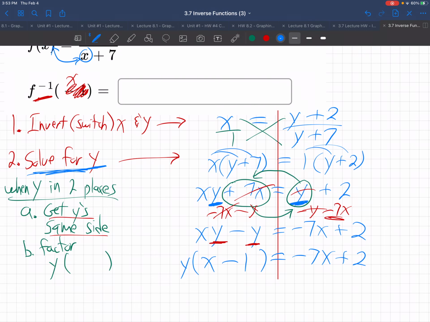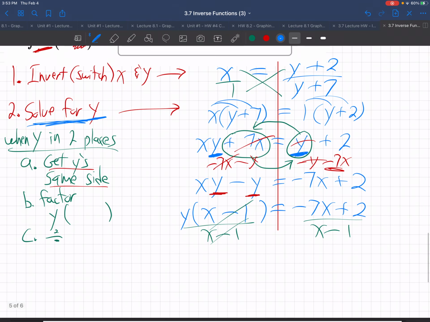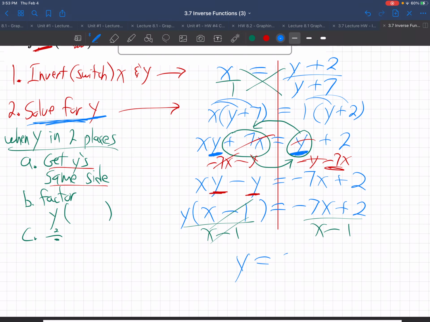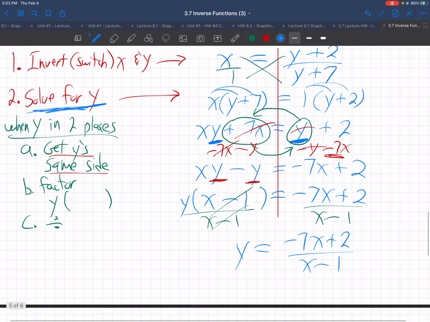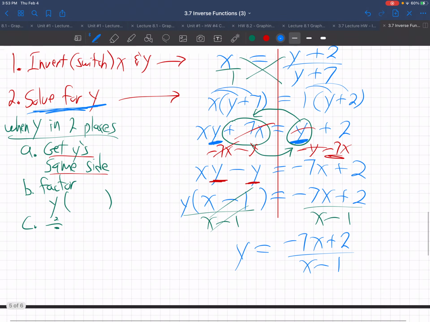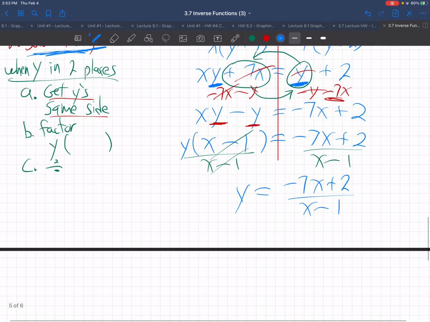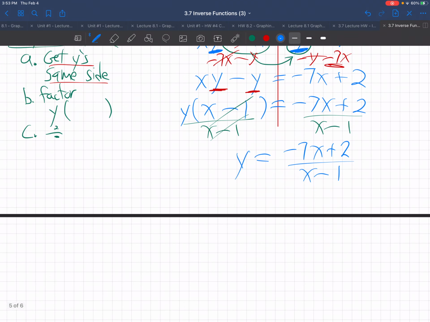Okay. And then C, divide. Divide by that x minus 1, and we're going to get y alone. So there we go. We got the y alone. y is negative 7x plus 2 over x minus 1. Now we can think, what is that? That's the inverse function. So we have now arrived at this fact. The inverse function is minus 7x plus 2 over x minus 1.